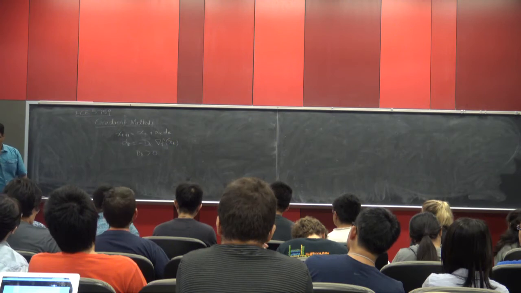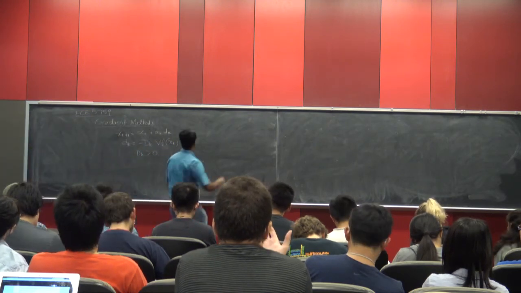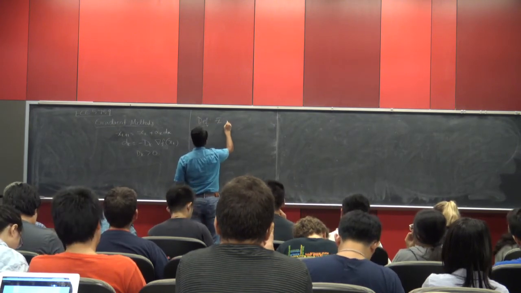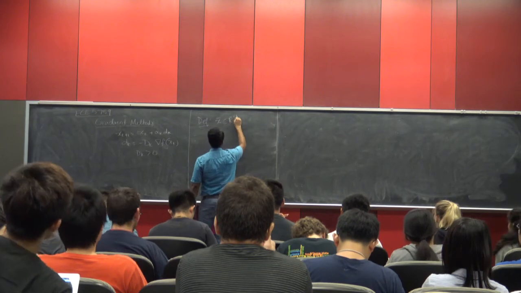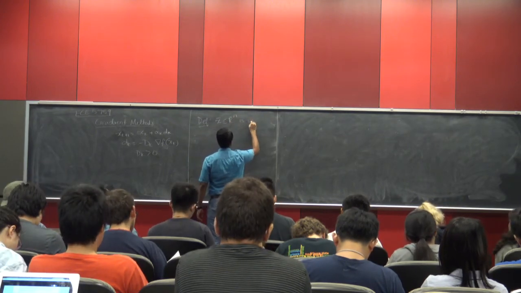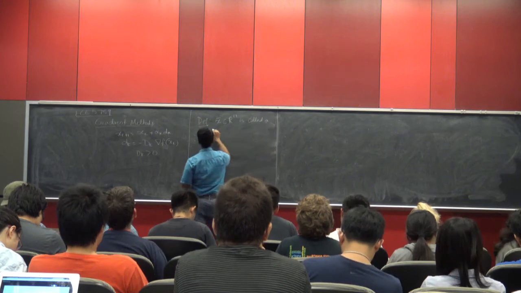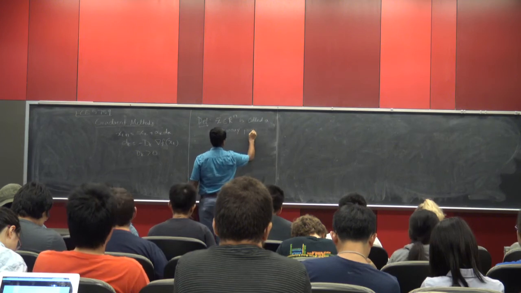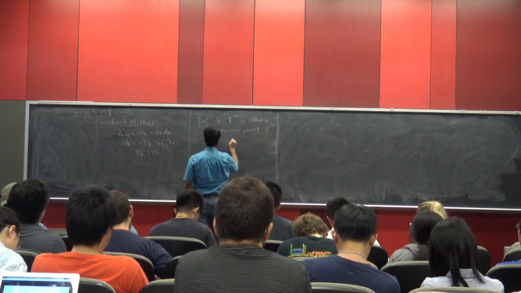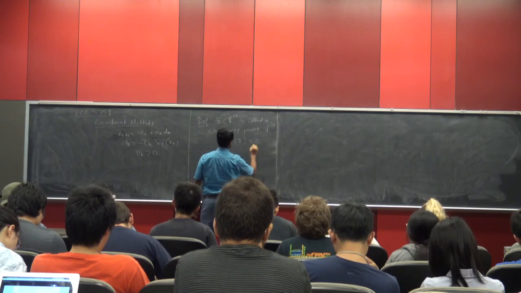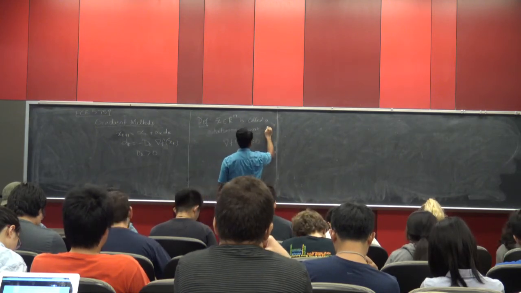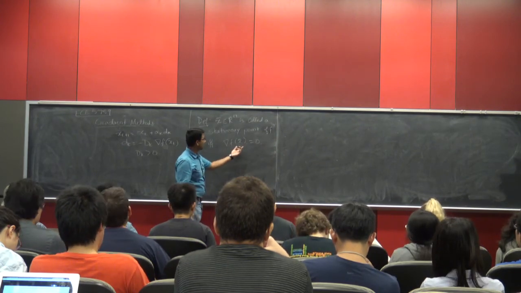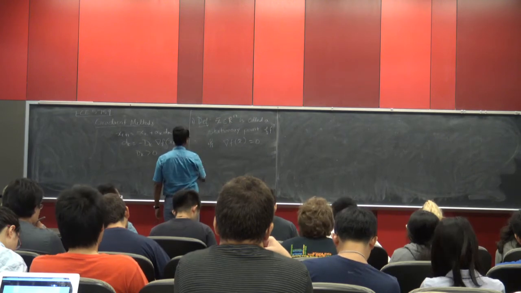So I want to introduce a few definitions that are useful. x bar in R^n is called a stationary point if the gradient of f at x bar is equal to 0. So that's number 1.